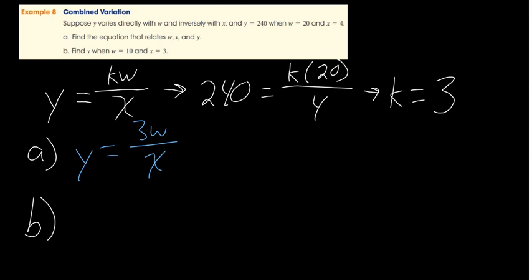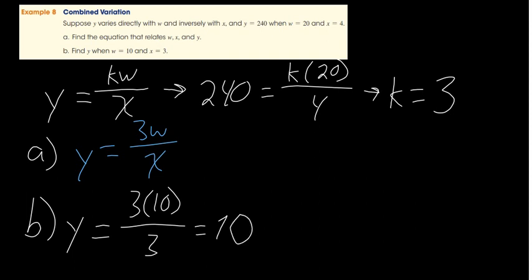And we could probably do some mental math here, but yeah, let's do this. Let's go y is equal to, w is equal to 10, so we got 3 times 10 over 3. So 3 times 10 is 30, divided by 3 is going to be 10. So y is going to be equal to 10. Well, I believe that's it.